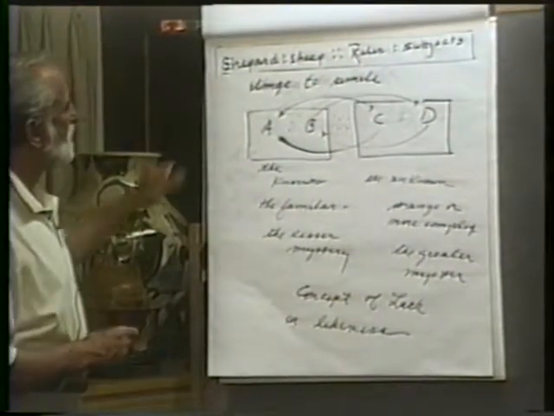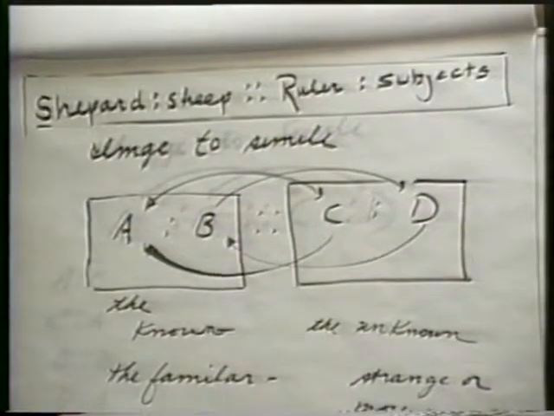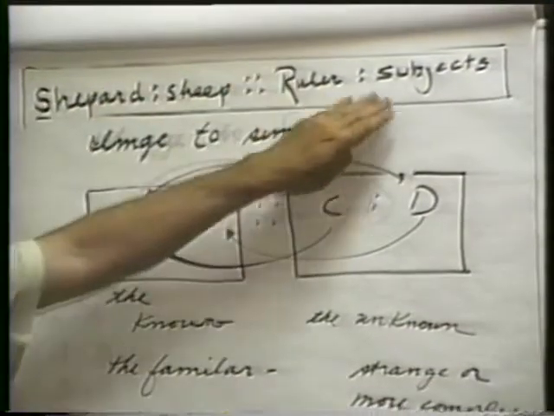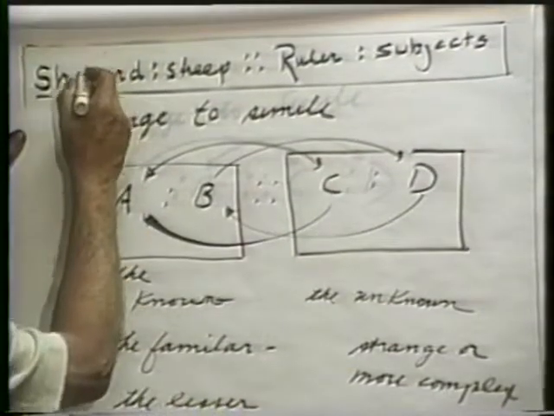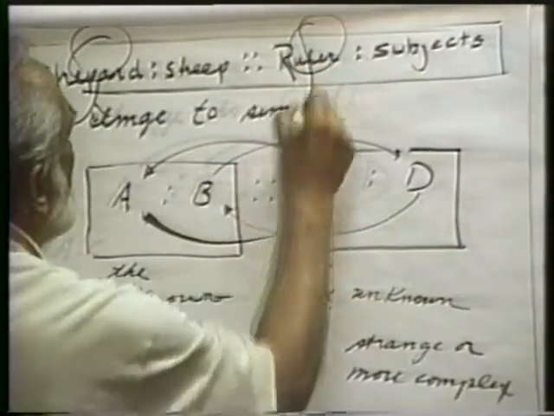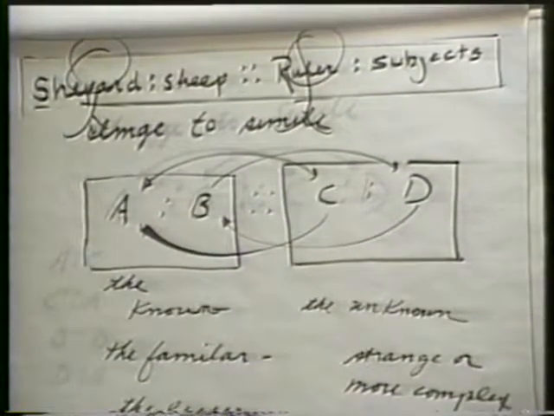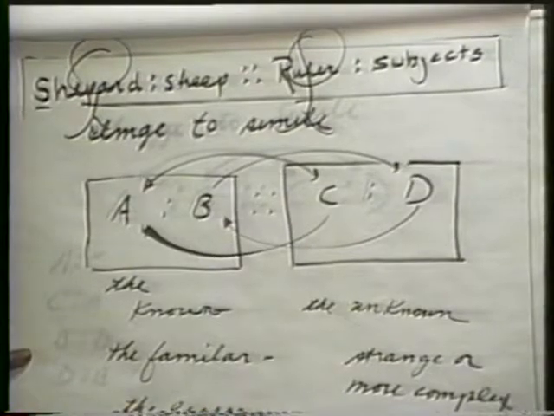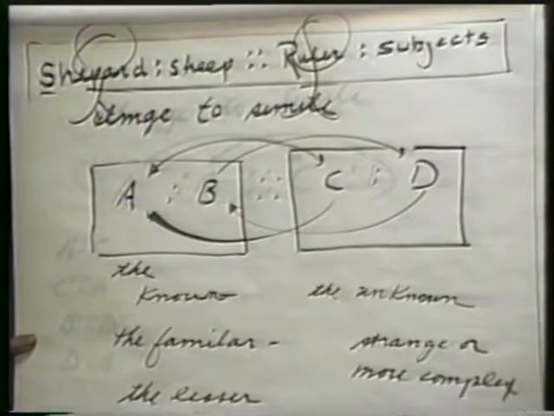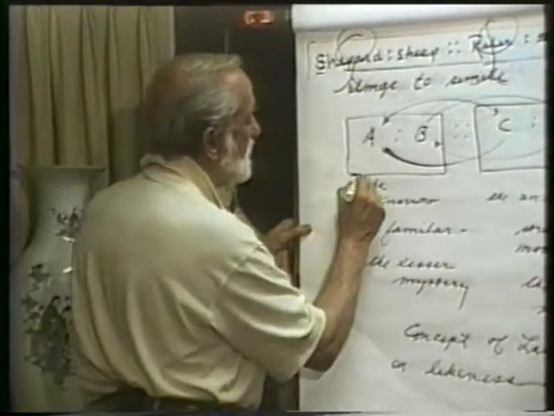In order to talk about it, I'm going to use this familiar basic four-term analogy. A shepherd is to his sheep as a ruler is to his subjects. Now, we can have an image of the shepherd. We can have an image of the ruler. How do we go from an image to a simile? Well, first of all, in any analogy from which all similes and metaphors and symbols are derived, you have to first appreciate a couple of points.